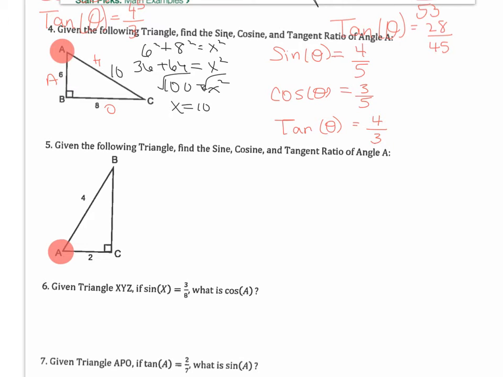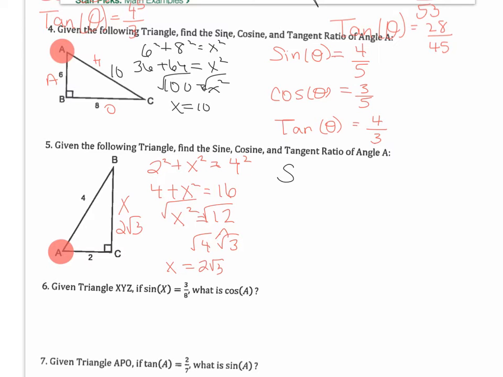So I have to find this side first. So notice 4 is C, so I'm going to do 2 squared plus x squared equals 4 squared. And now I have 4 plus x squared equals 16. And x squared equals 12. Square root, square root. Notice 12 is not a perfect square, so I have to simplify it. Square root of 4 is 2. Square root of 3 I can't do, so 2 rad 3.